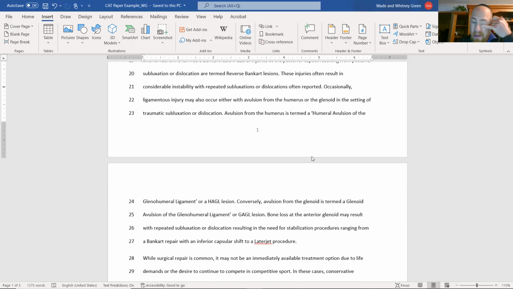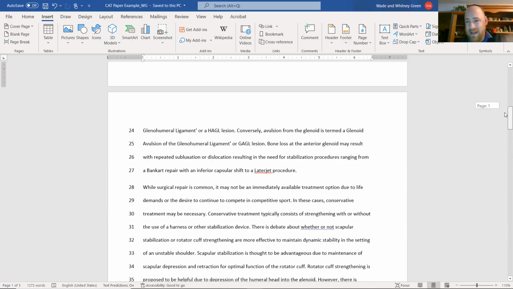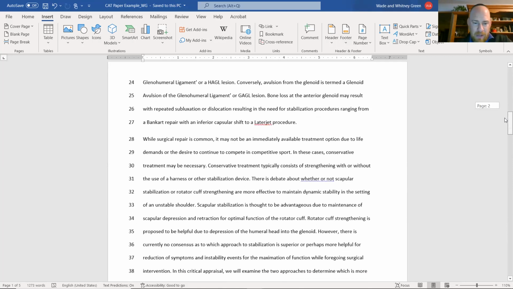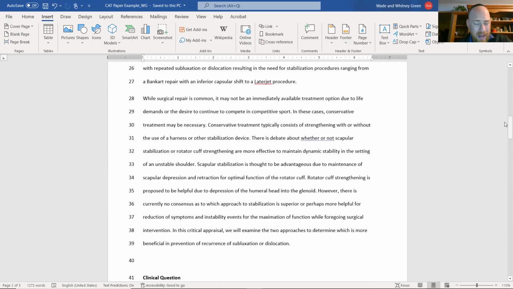And I say, obviously, talk about the fact that a lot of times these are often treated surgically, right? However, the one thing that I say down here, and this is going to help me in a second justify my clinical question. Okay, now pay attention to this. We talk about, well, surgical repair is common. There's times where surgery may not be the best option for a patient. Okay, and in these cases, we may have to try to treat these conservatively, right?